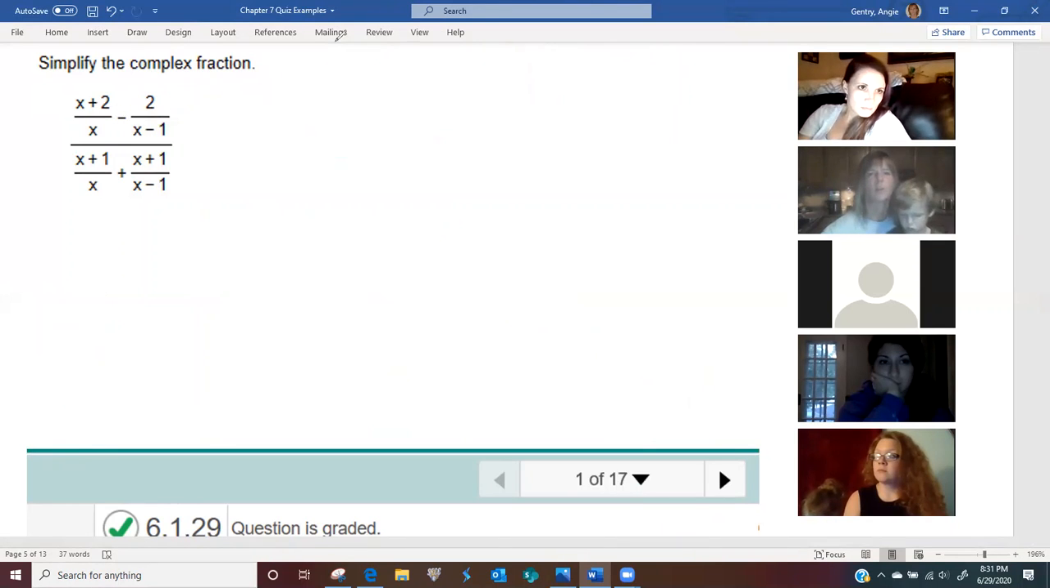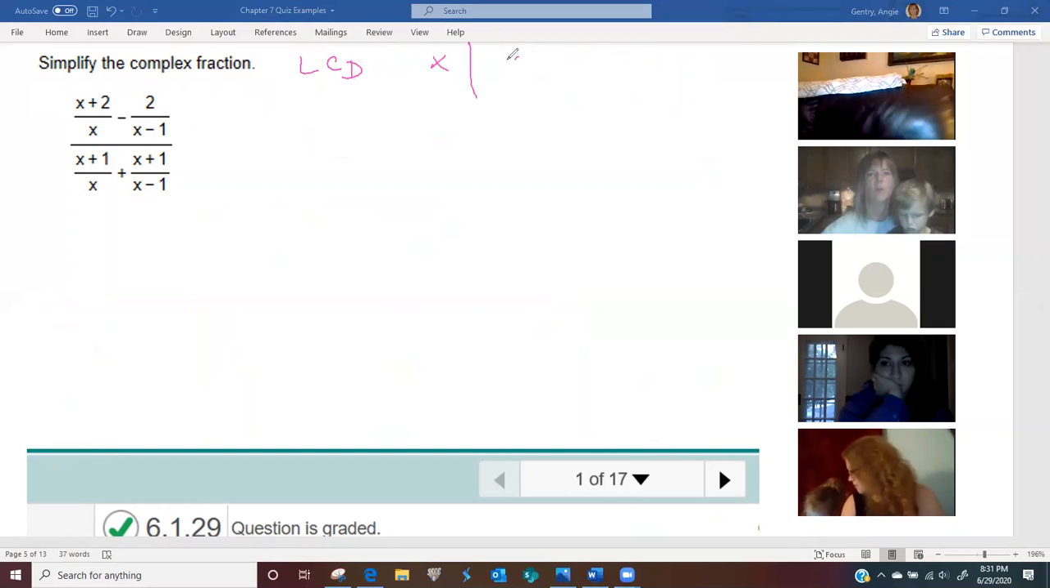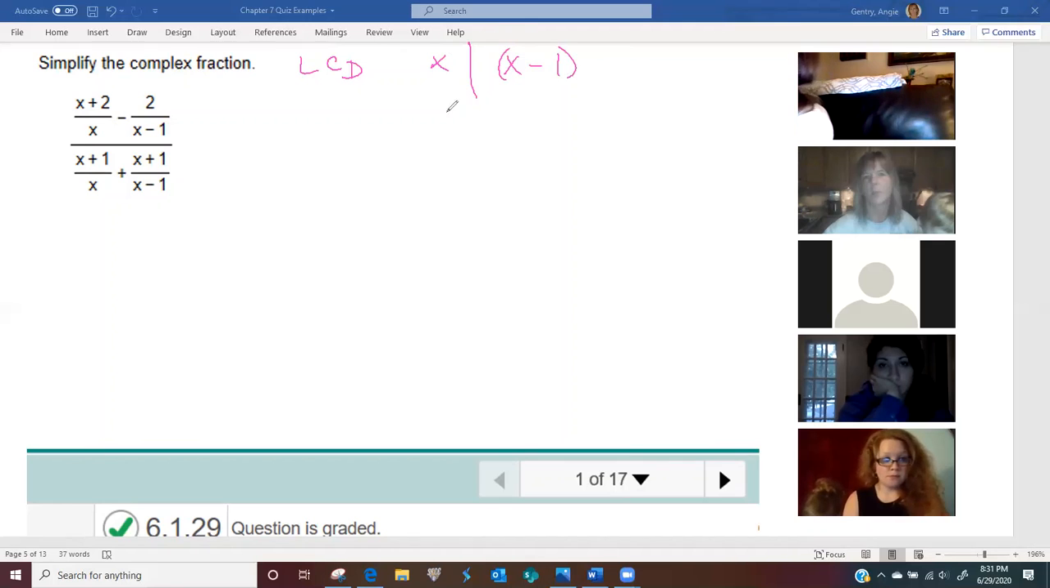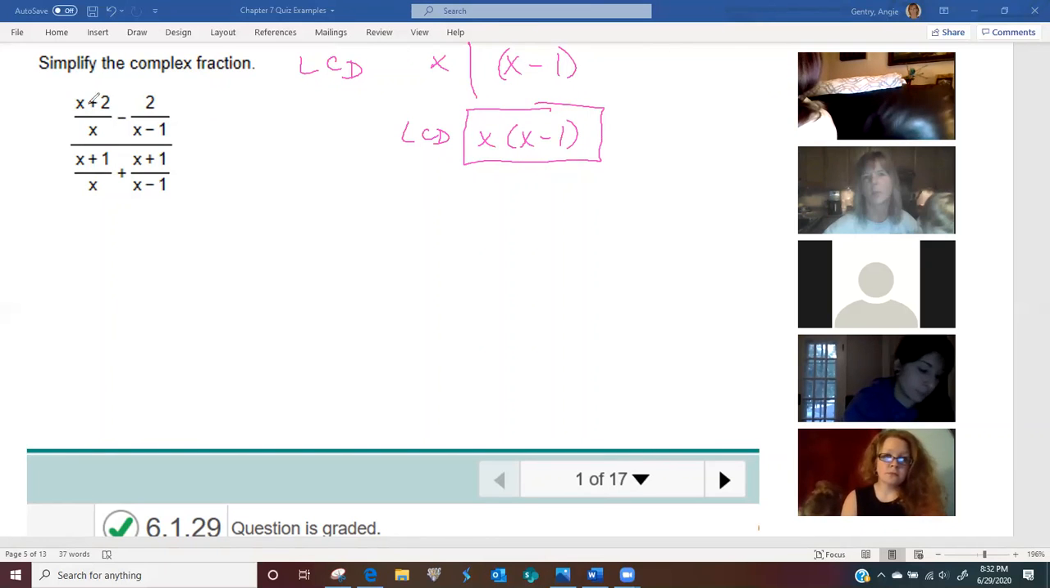And you're going to figure out what's my LCD. And you look at each denominator. You factor each denominator. And then you list each factor the most times it appears. X is just x, x minus 1 you cannot factor, so this is it. So your LCD is actually x times x minus 1. That's your LCD. That's not your final answer, but that's your LCD. And then you put that in each numerator.